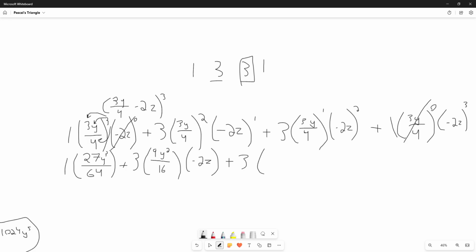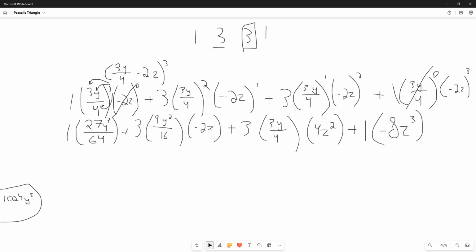3y divided by 4 to the power of 1 is just 3y divided by 4. And minus 2 to the power of 2 is 4. Remember, a negative even exponent makes it a positive. So we have 4z squared. And then plus 1 times minus 2 to the power of 3. A negative odd exponent keeps it negative. So minus 8z to the power of 3.